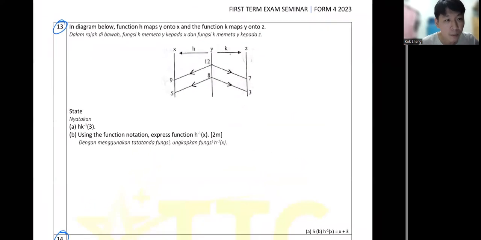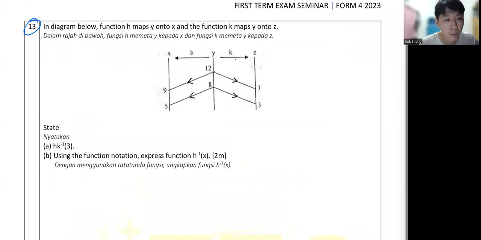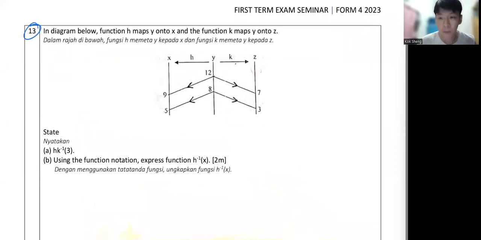Okay, this one. 13. So you can see a picture here. This question is worth about 2 marks, so you can understand that question A and B are 1 mark each. So in the diagram below, function h maps y to x and function k maps y to z. Actually, there's no important info here because everything is inside the picture.